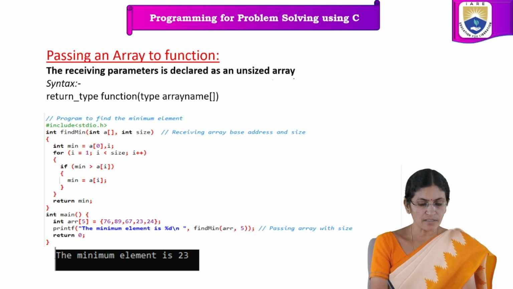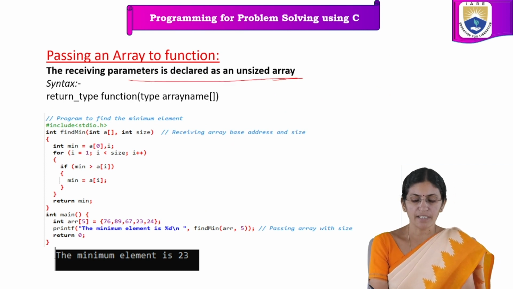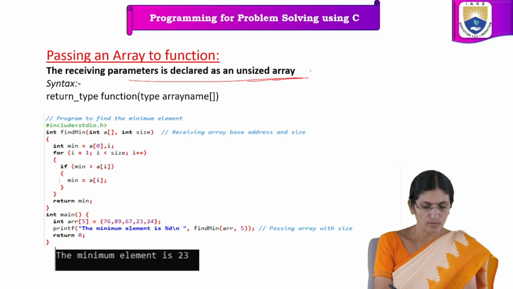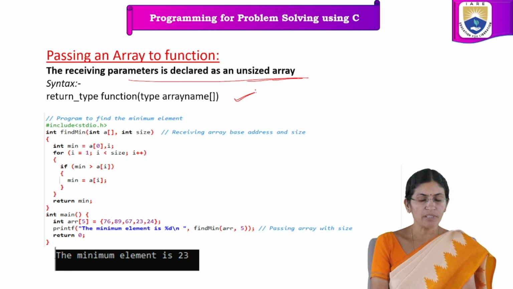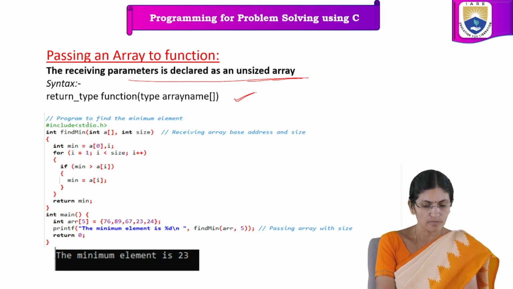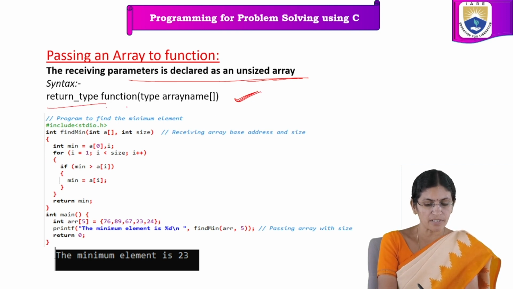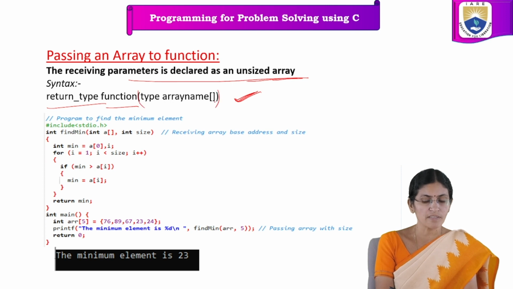Next, another method: the receiving parameter is declared as an unsized array. For example, the syntax for this is in the function definition. This is how we can receive the array. The syntax here is return type, then function name, and inside the braces we need to write the data type of the array, name of the array, and then square brackets.